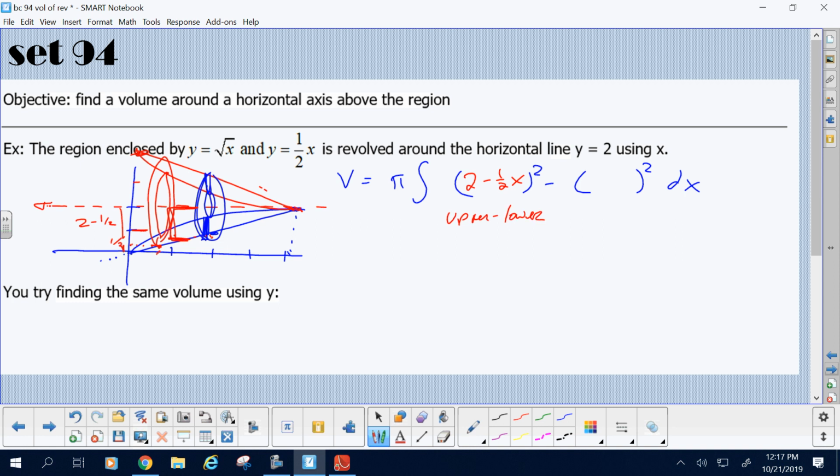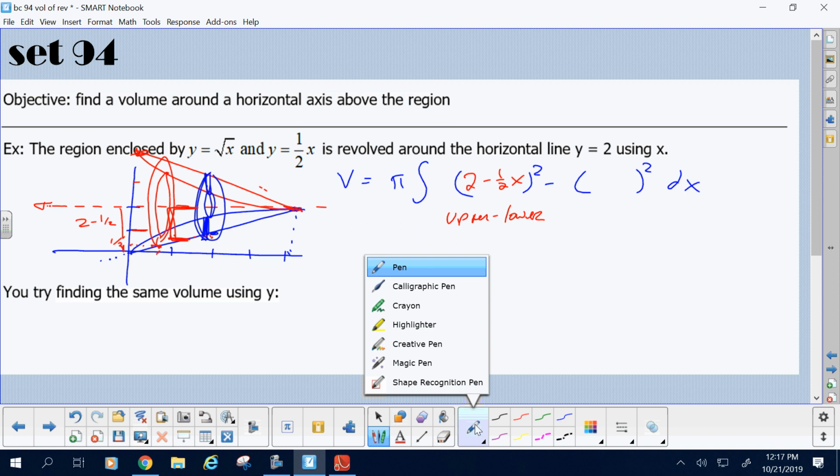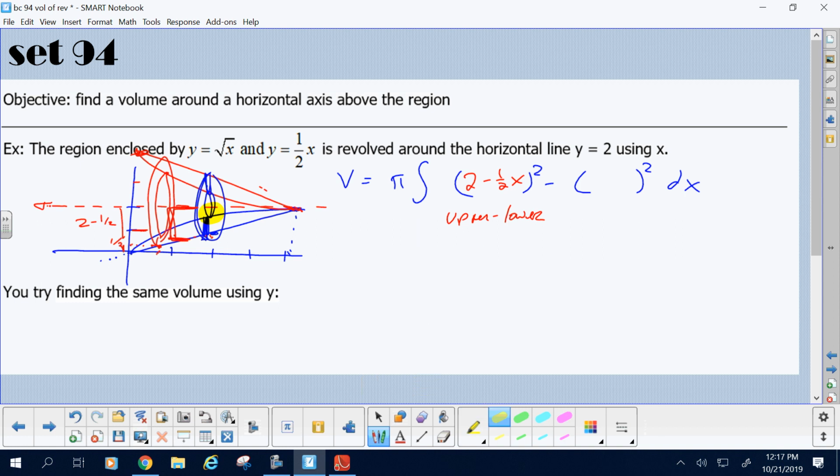Right? Now, what about little r, which I will highlight here. Here's little r. Upper minus lower: 2 minus the square root of x. And the limits of integration, are they 0 to 2 or 0 to 4? 0 to 4. Would you throw that in your calculator so that we can verify our second answer as well?